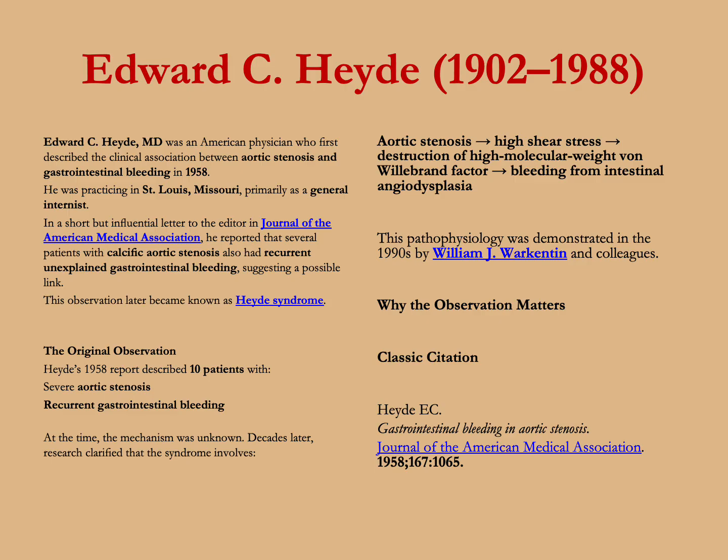Decades later, research clarified the syndrome. Aortic stenosis was involved with high shear stress, destruction of high molecular weight von Willebrand factor, and bleeding from intestinal angiodysplasia. This pathophysiology was demonstrated in the 90s by William Warkentin and colleagues. The classic citation for Heyde's is GI bleeding in aortic stenosis, JAMA 1958.